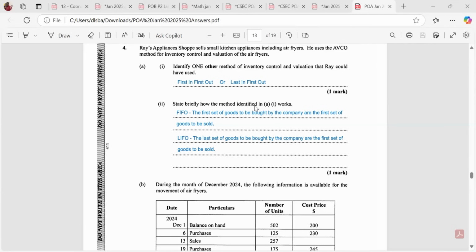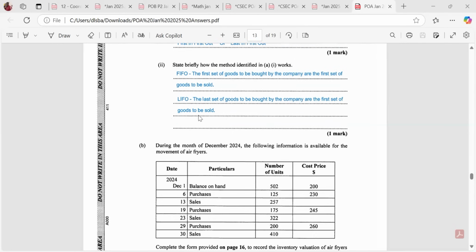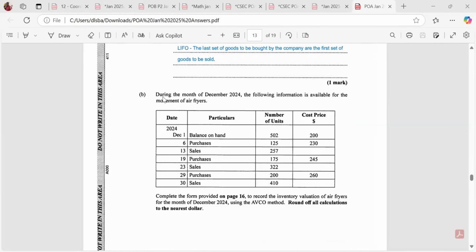State briefly how the method identified works. First in, first out means the first set of goods that come into the company is the first set of goods you're going to sell. Last in, first out means the last set of goods that come into the company is the first set of goods you're going to sell. All right? That is last in, first out.